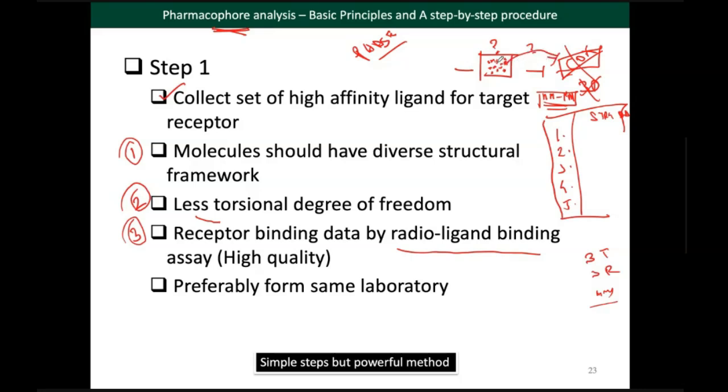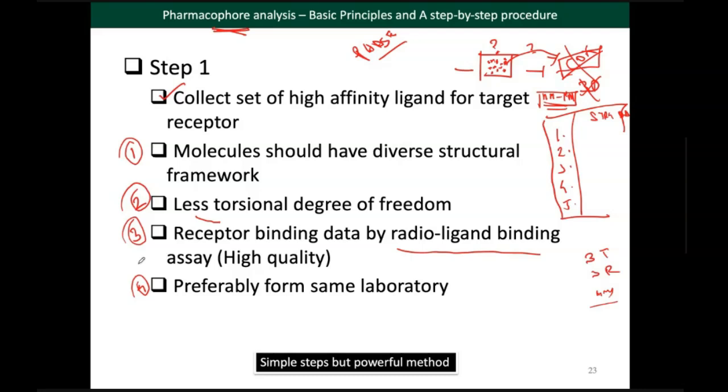We label the ligand molecule with some tag. Using that label, through fluorescence emission or any other method, we finally ensure whether the drug molecule binds to the target or not. So radio ligand labeling is one of the very high quality assays. We ensure that the data we collect used this kind of radio ligand assay, preferably from the same laboratory. This is whenever we do the data collection, right? If you take it from the same laboratory, it has an added advantage.